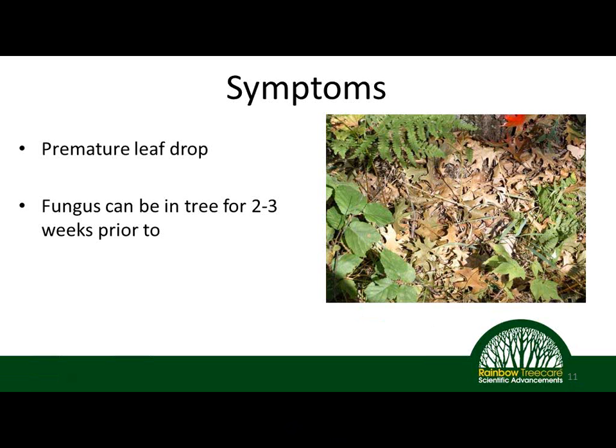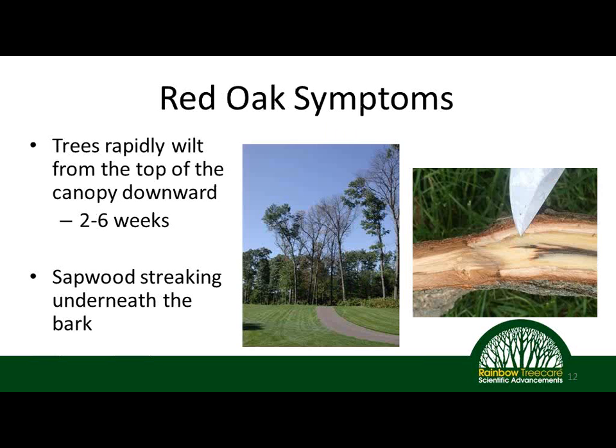Something that's important to recognize, too, is that the fungus is invading and attacking the tree in advance of symptoms. And in some cases, the fungus can be introduced into the tree 2 to 3 weeks prior to symptoms developing. Now, with red oaks, trees are typically going to wilt very quickly, in a matter of weeks. And you can have mature oaks dying in 2 to 6 weeks.